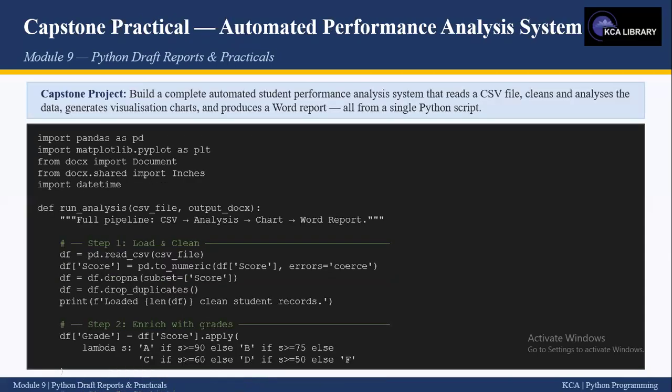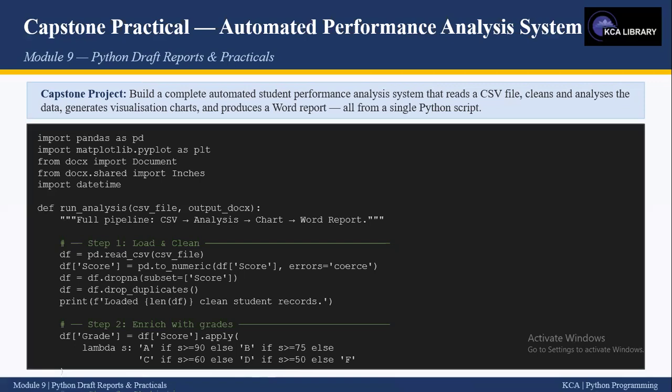Capstone Practical: Automated Performance Analysis System. The Capstone Practical is a complete end-to-end automated student performance analysis system. The task is to build a pipeline that reads a CSV file, cleans and analyzes the data, generates visualization charts, and produces a Word report, all from a single Python script.